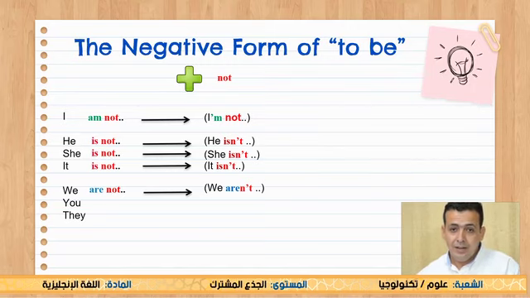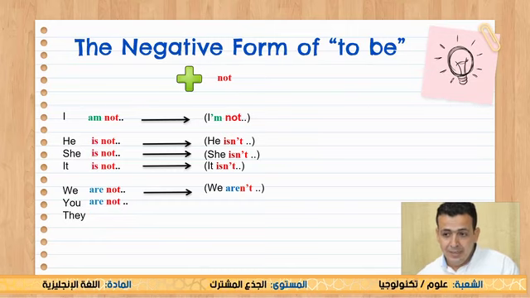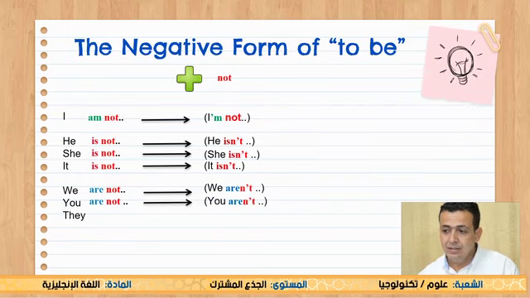You are. You add not, and it becomes you are not, and you can make it short as well, and it becomes you aren't. You are not an engineer. You are a student. They are not, and it becomes they aren't.